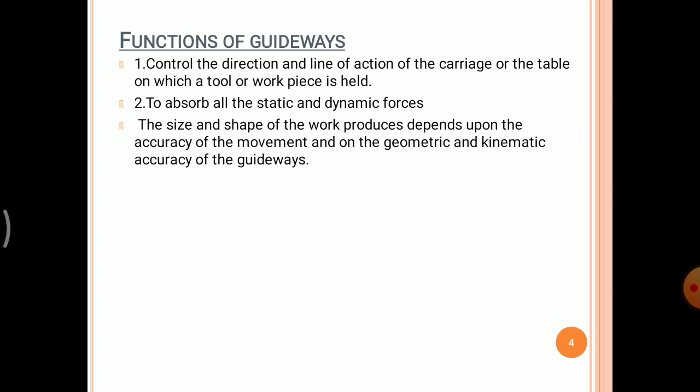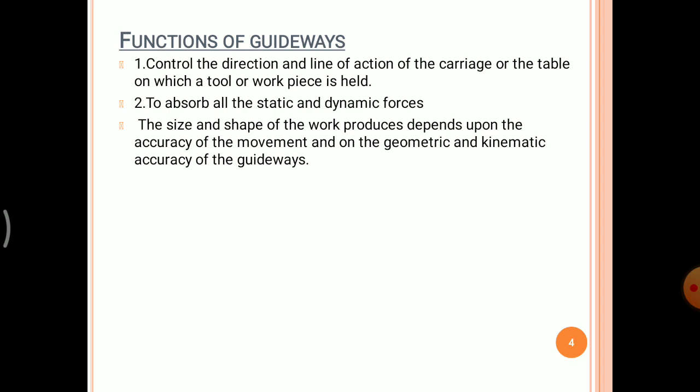The guideways will give the direction to the carriage or to the table on which the workpiece is held, or on a carriage on which the cutting tool is held. The guideways will give it a direction and line of action. That is the function of guideways.